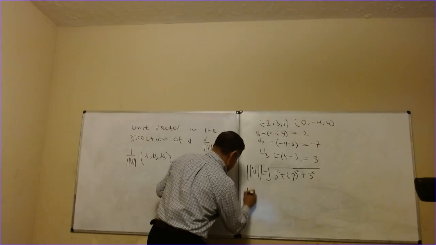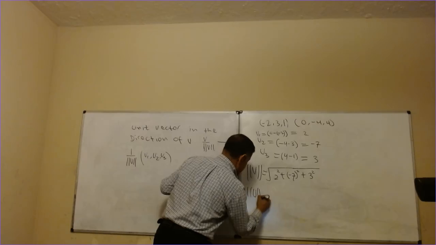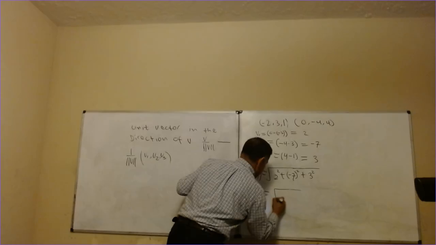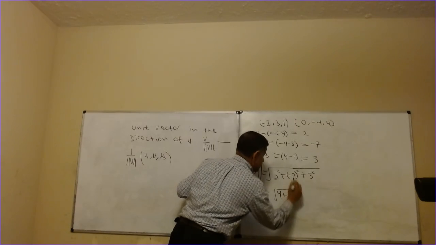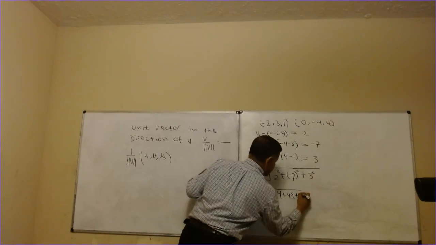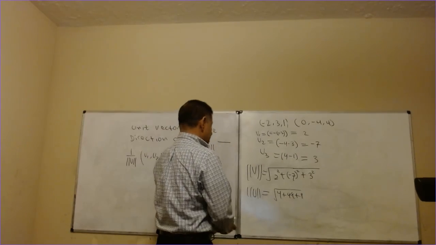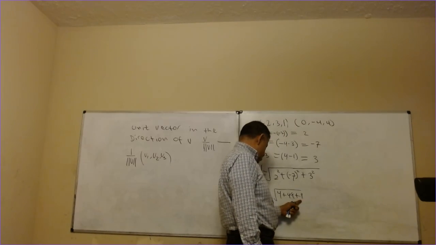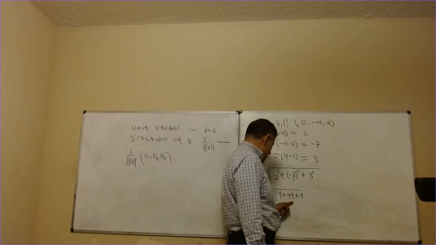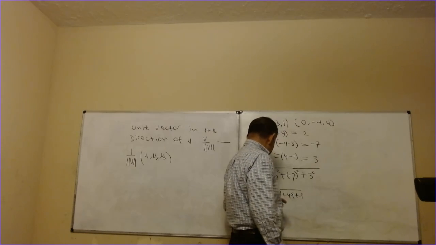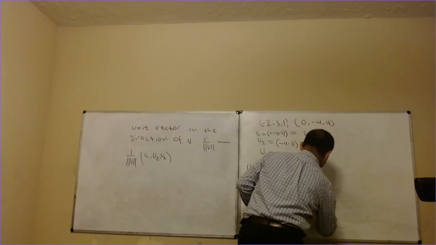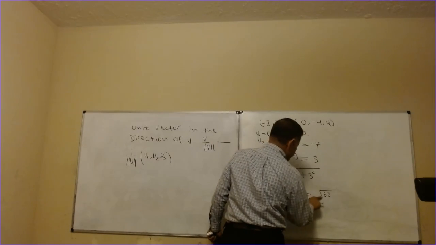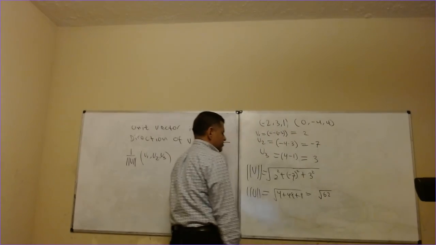Doing the magnitude of vector V, it's going to be equal to the square root of 4 plus 49 plus 9. So 49 plus 9 is 58, plus 4 is equal to 62. So the square root of 62.